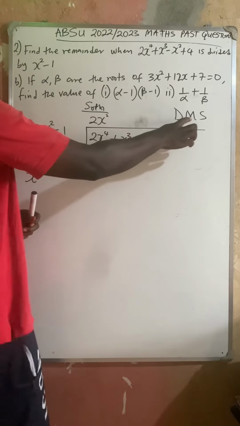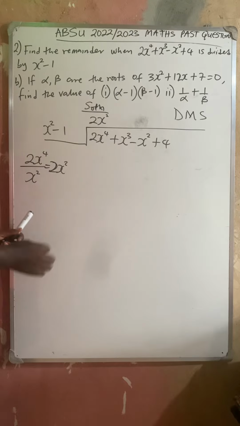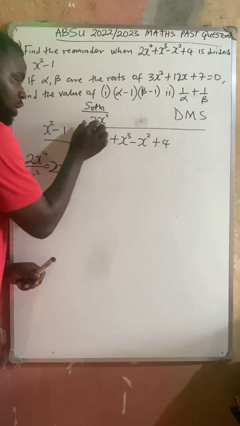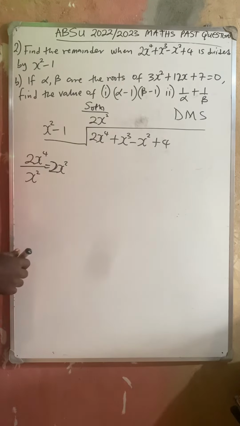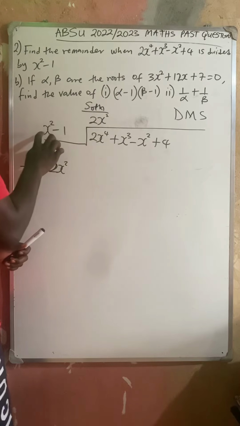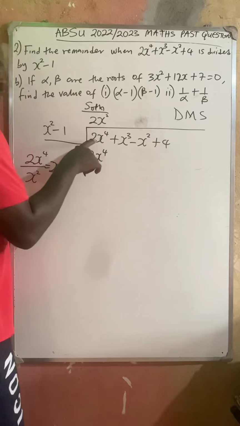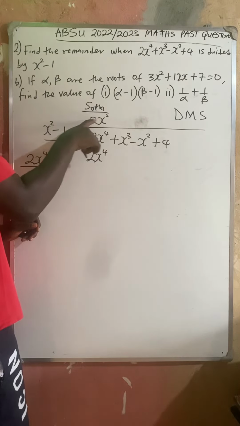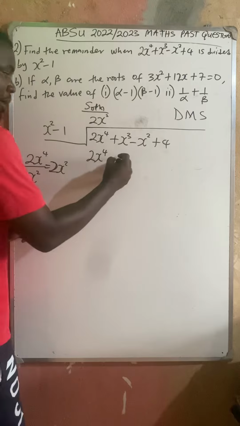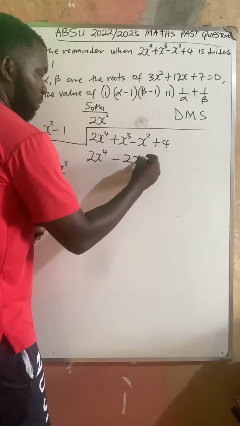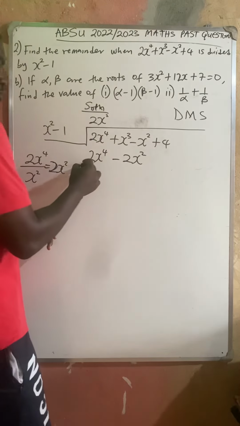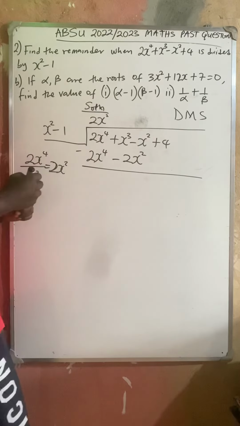The next thing you move to is your M. M said use the answer gotten from D to multiply everybody in the divisor. So I have this times this, you have 2x raised to the power 4. You see the way I wrote it under this. This times 1, I have minus 2x raised to the power 2. Okay? So the next thing is we subtract.